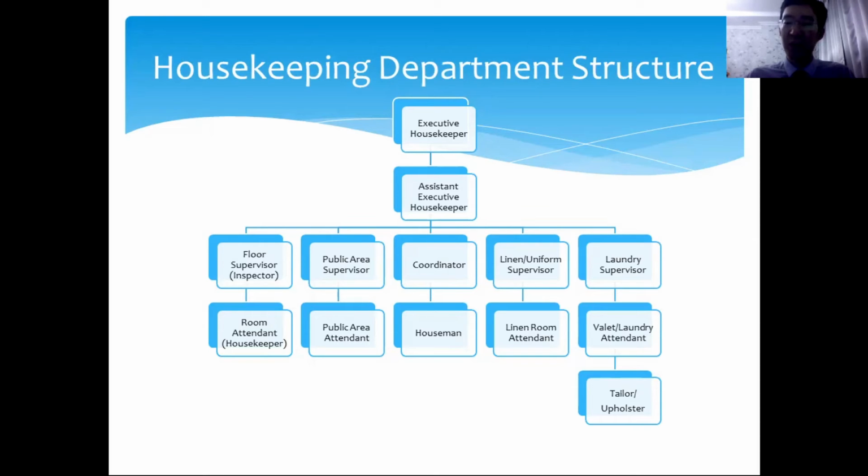Then we have linen and uniform supervisors, the people who keep all the uniforms ready to be used. And of course there is ironing and other work. The last subdivision is the laundry, and it has its own supervisor and its own attendants, and that department can even have a tailor who fixes and works with the uniforms, linen, etc.